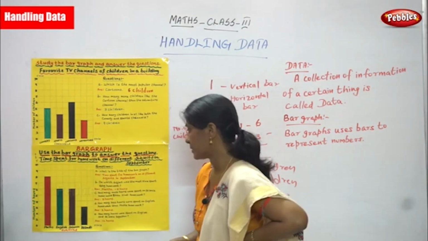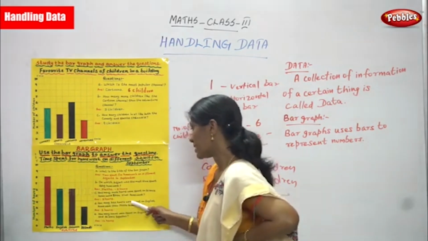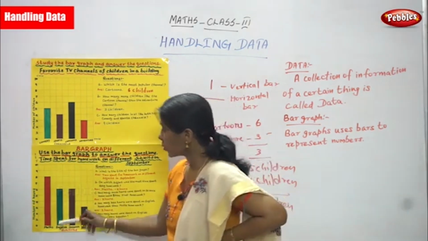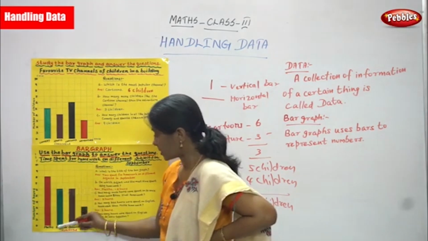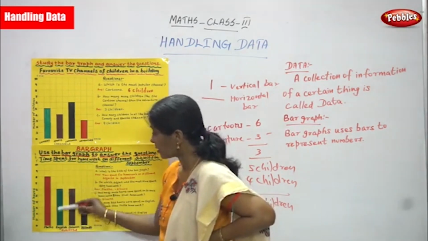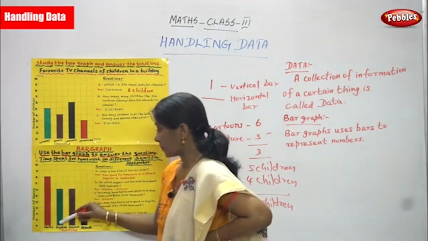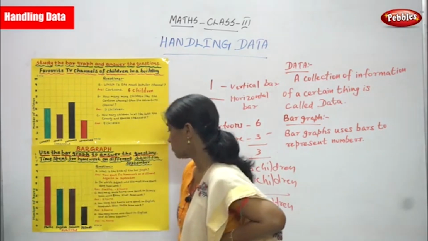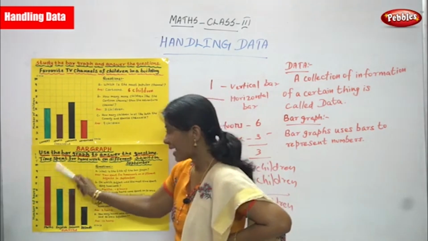Next, the fourth question, that is question D. How many fewer hours were spent on English homework than maths homework? For English homework, look at the vertical bar. I have given green color for the English subject. This green vertical bar represents English. The number of hours for the English subject is 6 hours. Okay, for the English subject 6 hours. Maths homework, I have told you, 8 hours.